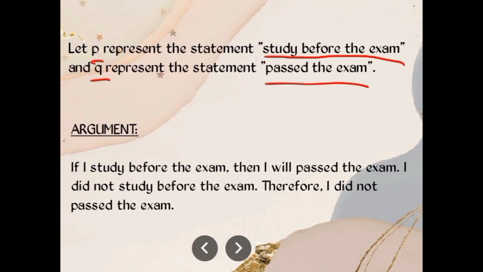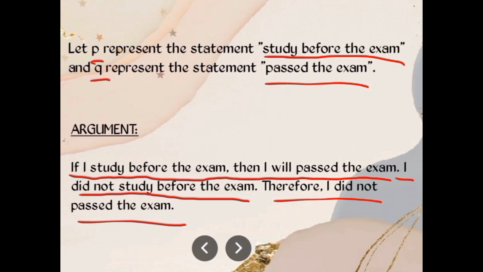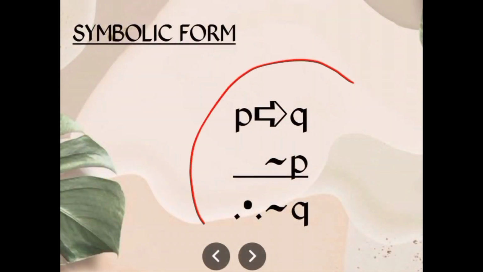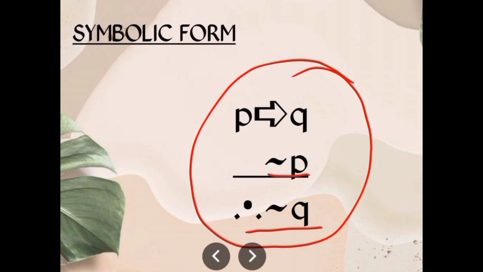So our first premise here is if I study before the exam, then I will pass the exam. The second premise is I did not study before the exam. Then the conclusion is therefore I did not pass the exam. By the way, this is a conditional statement. As you can see, this is the symbolic form of our argument. P implies Q, not P, and conclusion, not Q.